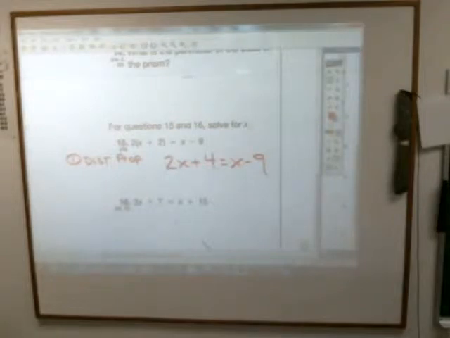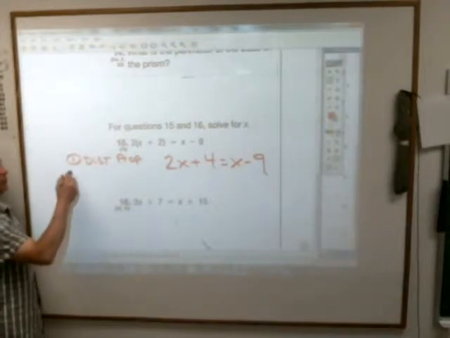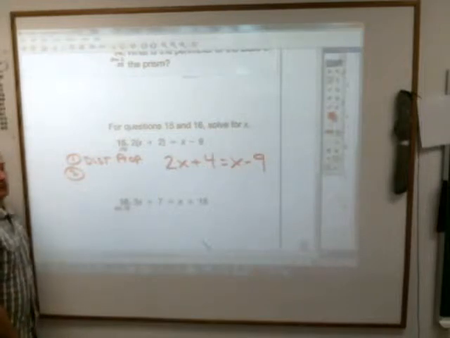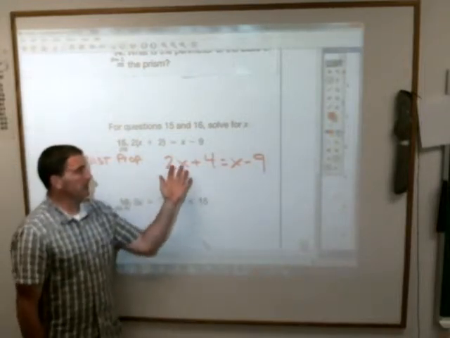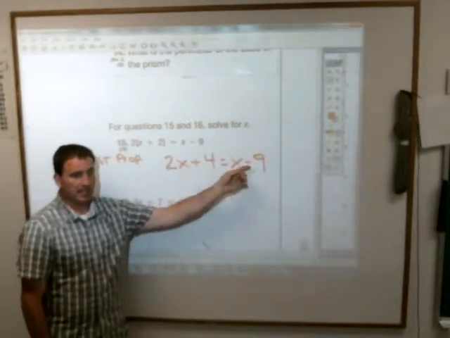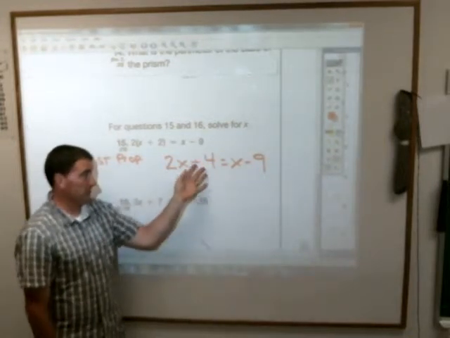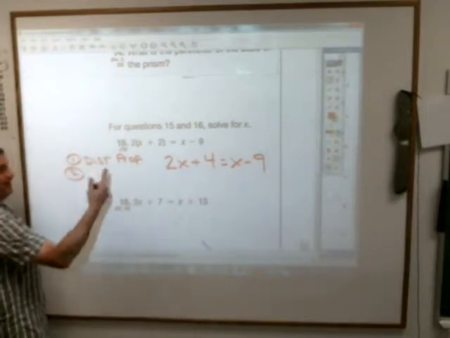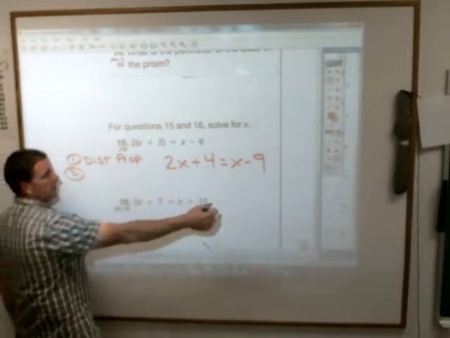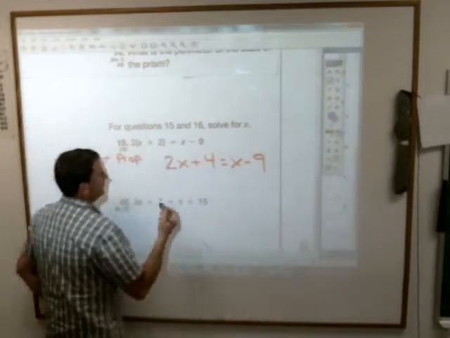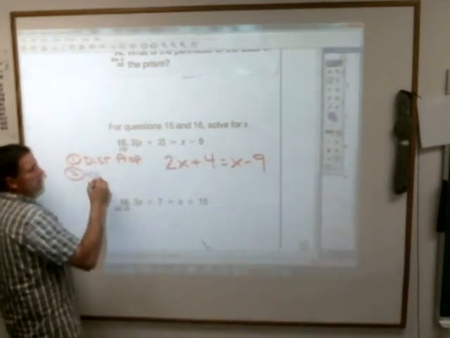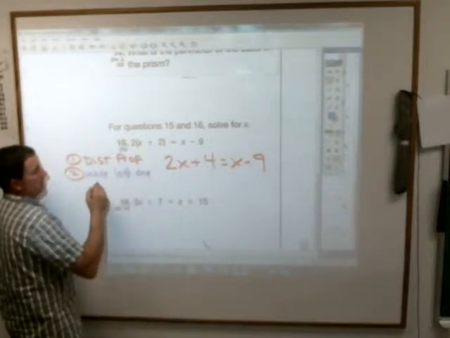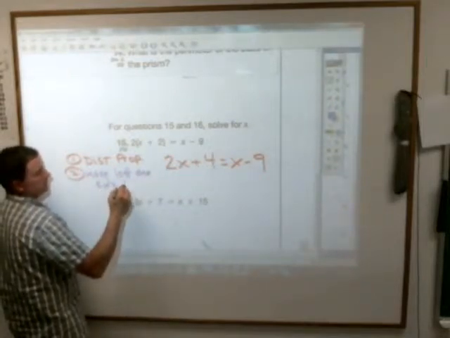Step number 2 would be to do what, Josh? To put the X's or the letters. Well, first, before you do that, you look to see if you can combine anything on each side, and you can't. I'm just telling you. If there was another X term over here, I could put them together, but I can't. So Josh said, you need to move your X's to one side, your numbers to the other, and that's by adding and subtracting. Move letters to one side, and numbers to the other.